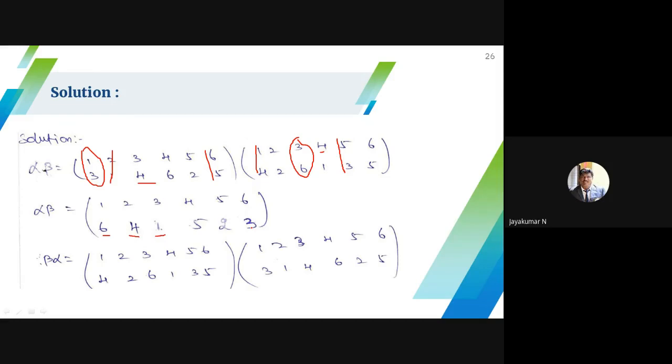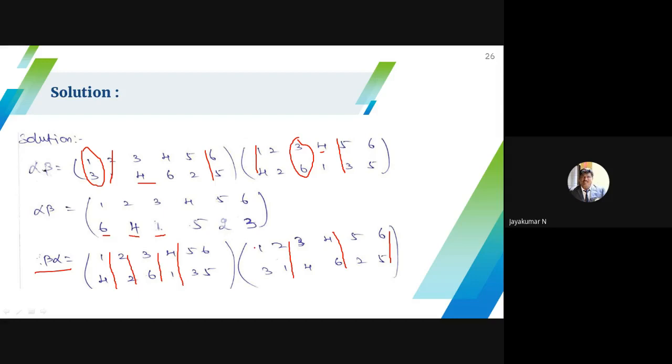In the previous case I used the right to left method. In any case you can easily apply it. That is not a problem. Similarly, beta alpha means first I have to write beta, then I have to write alpha. That means 1 maps onto 4, 4 maps onto 6, finally 1 maps onto 6. 2 maps onto 2, 2 maps onto 1, finally 2 maps onto 1. 3 maps onto 6, 6 maps onto 5, so finally 3 maps onto 5.